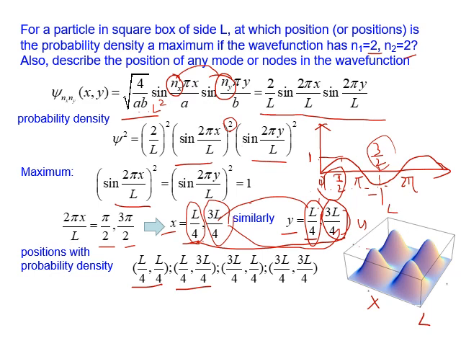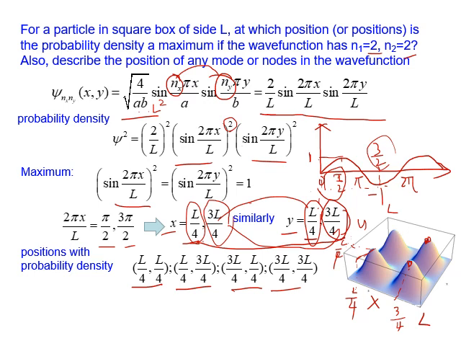So the first maximum is when x equals L over 4, and y is also L over 4, right? And this one, the maximum here is at x = 3L over 4, and y is L over 4. Okay, so that's this one. And what about this one? Both x and y are 3L over 4, 3L over 4. All right, so 4 maximums.